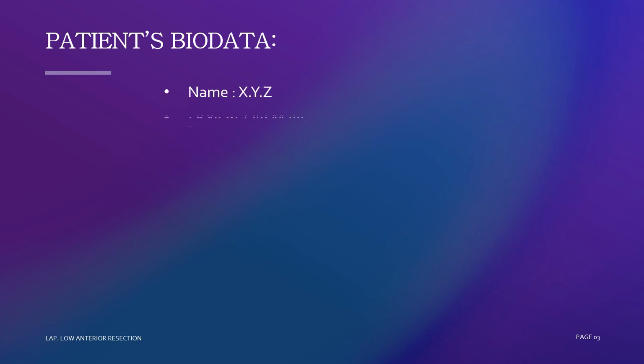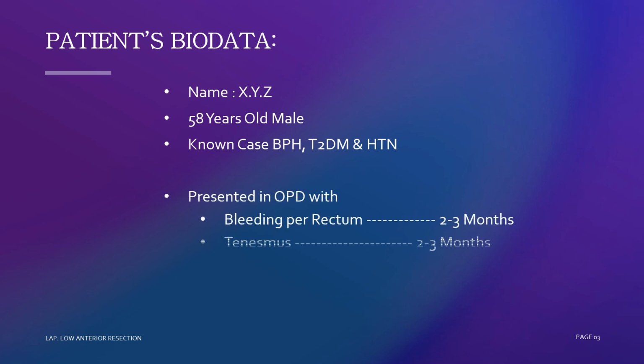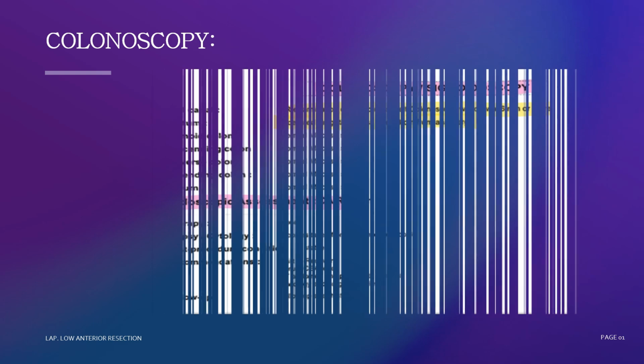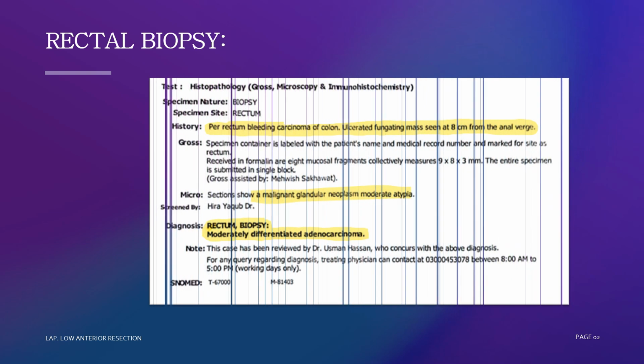58 years old male, known case of diabetes, hypertension and BPH, presented with bleeding per rectum, tenesmus, and increased frequency of stools for 2 to 3 months. Colonoscopy showed ulcerated fungating mass 8 cm from anal verge, assessment rectal CA. On rectal biopsy a malignant glandular neoplasm showing atypia seen, diagnosis moderately differentiated adenocarcinoma.